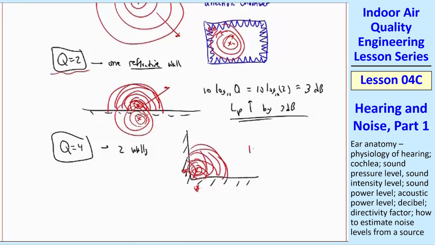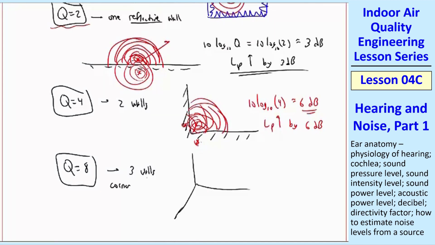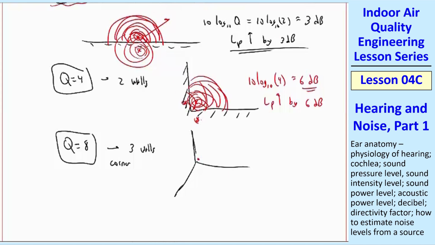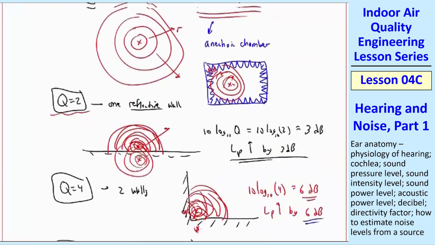When you do your 10 log 10 of 4, this gives you approximately 6 dB, and so LP is up by 6 dB. And by extension, if you go to 3 walls, if we have a corner, again, these all have to be hard walls. So you have a floor, you have a side wall and another side wall in a corner. Put your source real close to this corner. You get a Q of 8. 10 log 10 of a Q of 8 turns out to be 9 dB. So each of these is going up by about 3 dB compared to the free space value.